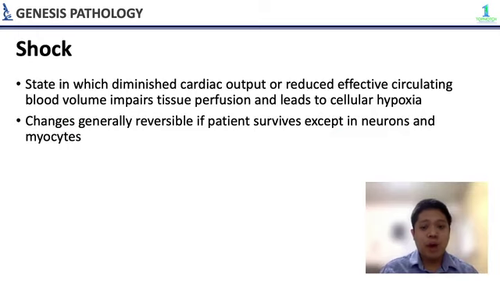Lastly, for this chapter, we have shock. Shock is a state in which diminished cardiac output or effective circulating blood volume impairs tissue perfusion and leads to cellular hypoxia. That is the keyword here, guys: ineffective circulating volume will lead to organ damage. The changes are generally reversible if the patient survives, except in neurons and myocytes, so the strokes and MI.